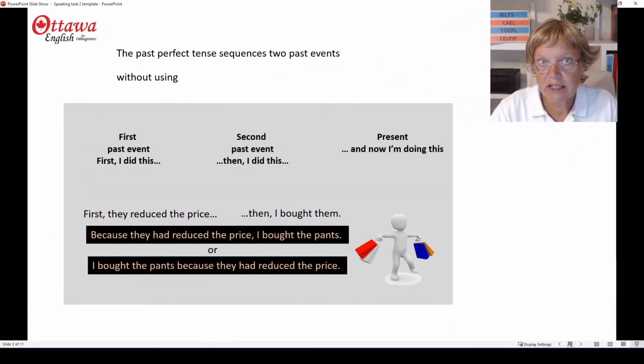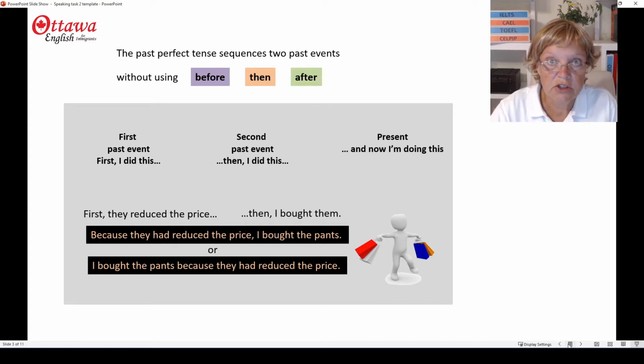So we're going to take a look at a template, but before we do that, if you're aiming for level 8 or above, you need to make sure that you use the past perfect tense to sequence two past events. So instead of using words like first, second, before, then, or after, you're actually going to use that past perfect tense to put them in order.